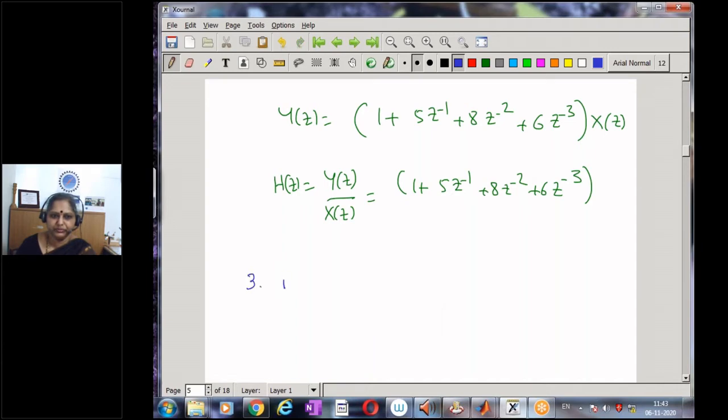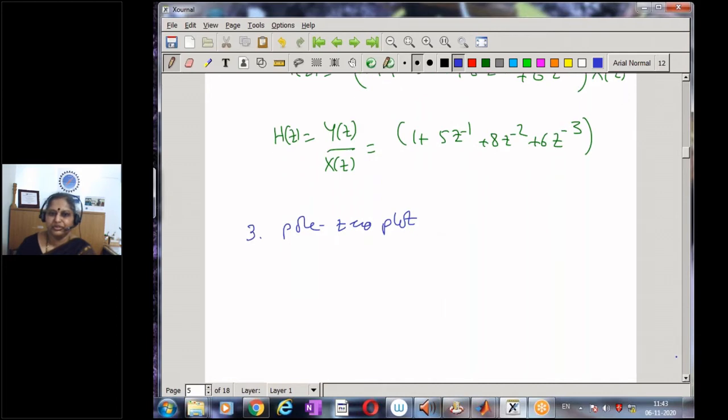The third method, the pole zero plot of the system. So the pole zero plot is nothing but a plot of the roots of the numerator and the denominator polynomial. So now here I have h of z as 1 plus 5 z inverse plus 8 z minus 2 plus 6 z minus 3.